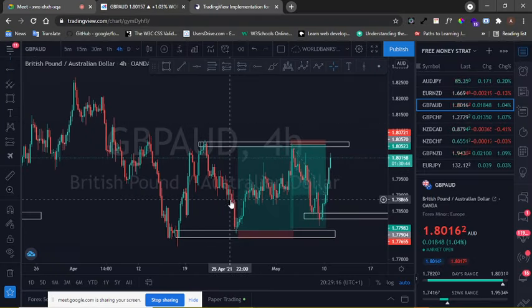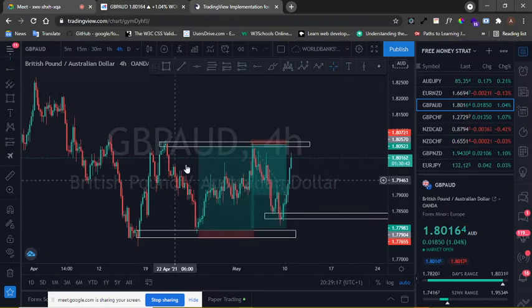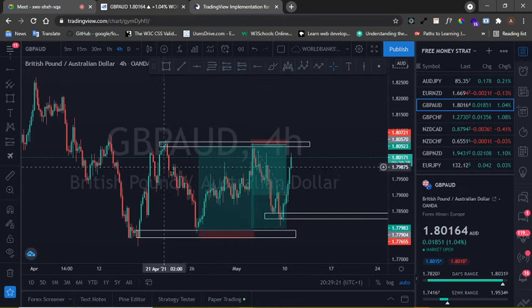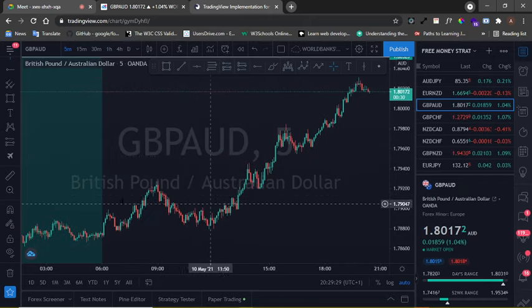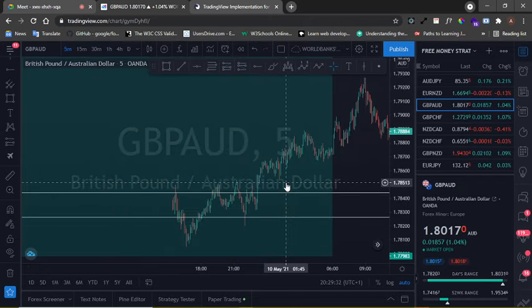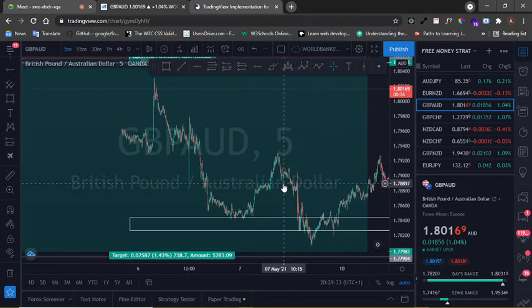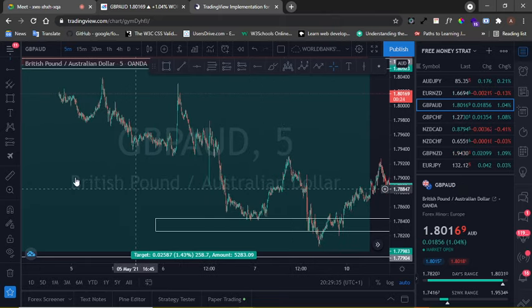So this is the first entry. That's the first way to enter. The second way to enter, which I use, is the 5 minutes time frame. You use a smaller time frame so that you get what you want, which is the tight stop loss. So where is the zone? Where is the zone?